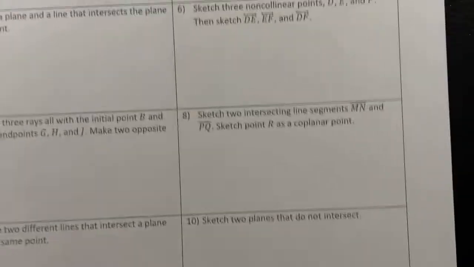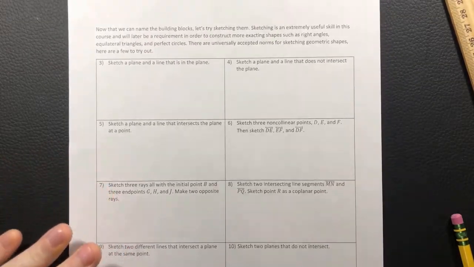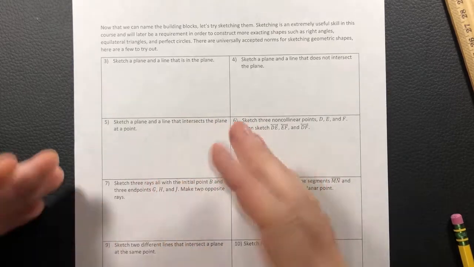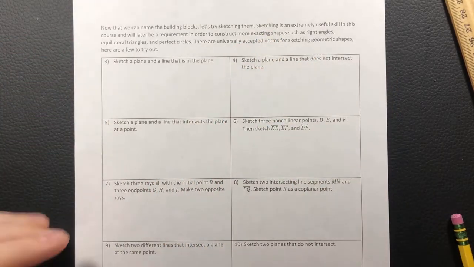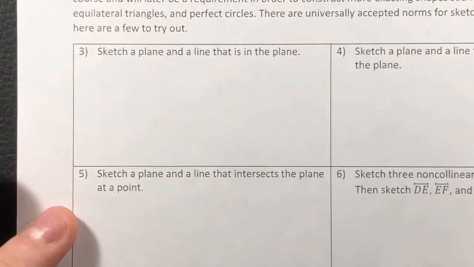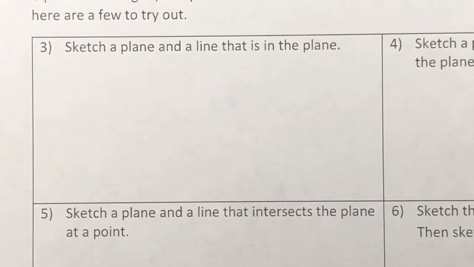the sketching. Okay. Now the sketching is a very important part of geometry. So we're going to go through a few sketches and kind of see what would they look like. How do we show this stuff? So without further ado, let's jump into the first one. We want to sketch a plane and a line that is in that plane.